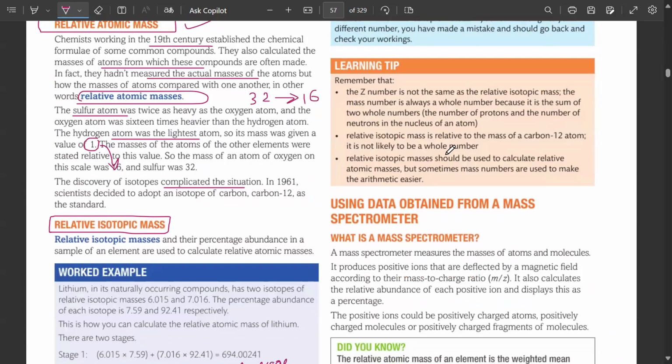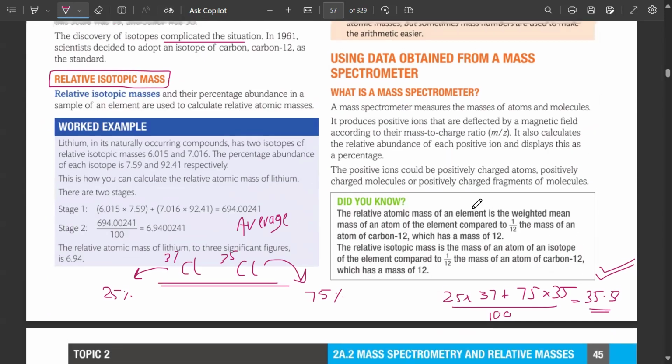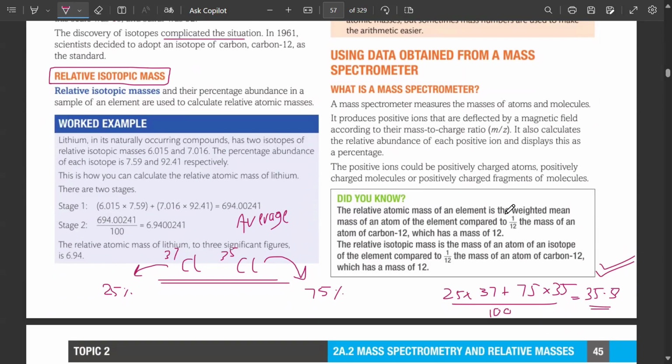Is it 35.5? Yes, it's 35.5. I thought you were saying 35.8. Okay, sorry. In the periodic table, it's 35.8. No, you wrote it right just now. I thought it looked like that. A mistake, okay, yeah.